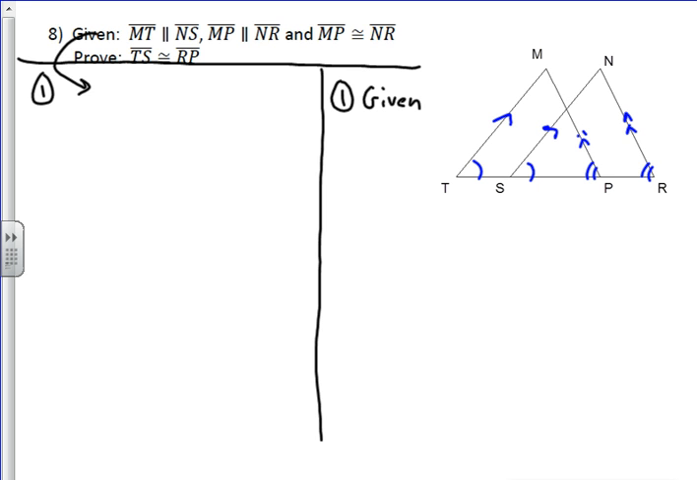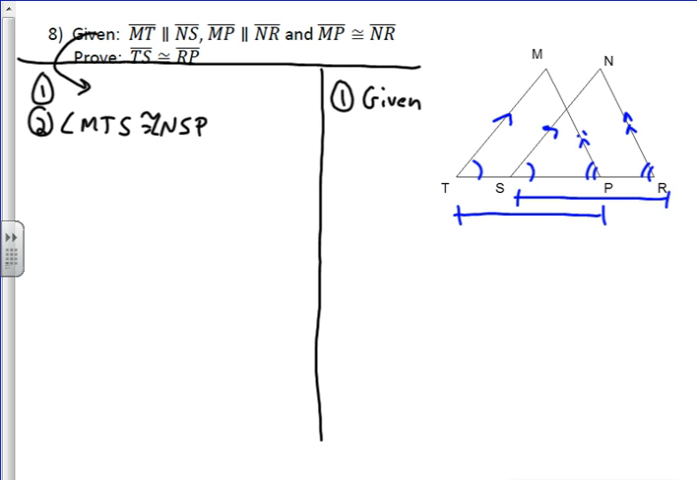Your goal is to show TS congruent to PR, which if you've done enough of these proofs, you know that we're probably going to use some segment addition to do that. So we start off by, after writing that given statement in, making the claims I just said, which would be angle MTS congruent to angle NSP, or angle NSR, and then for the exact same reason, we're going to say angle MPT congruent to angle NRP, or NRS, however you want to say it.